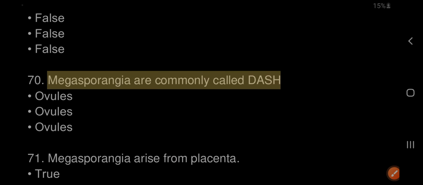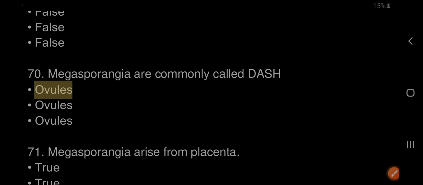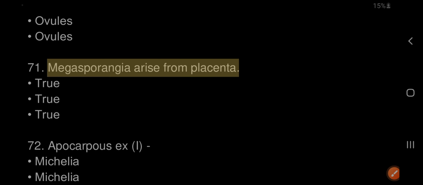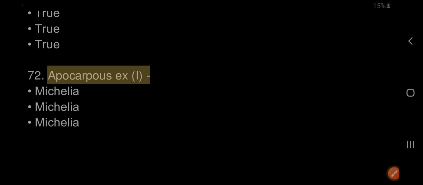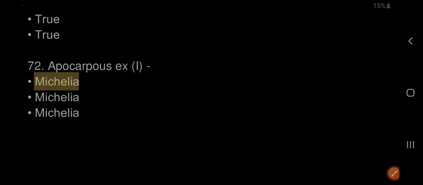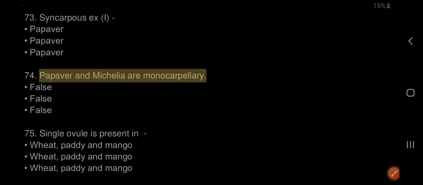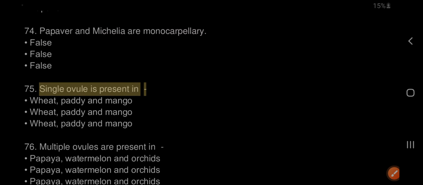70. Megasporangia are commonly called dash. Ovules. 71. Megasporangia arise from placenta. True. 72. Apocarpous example: Michelia. 73. Syncarpous example: Papaya. 74. Papaya and Michelia are monocarpellary. False.